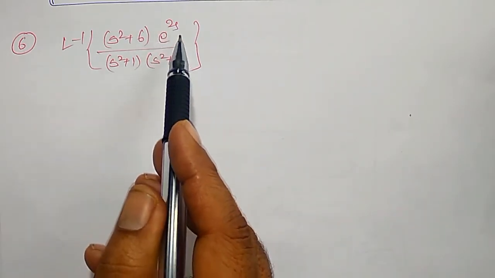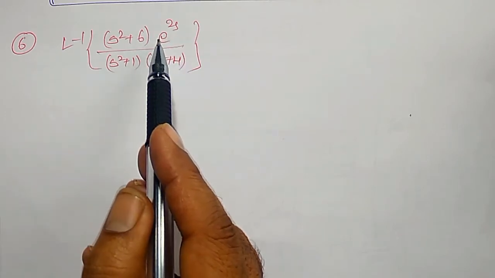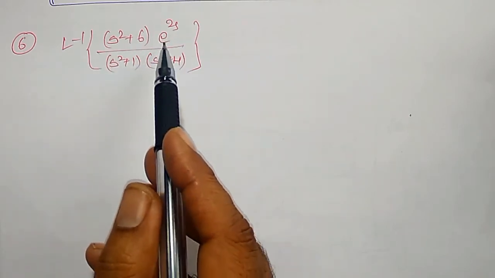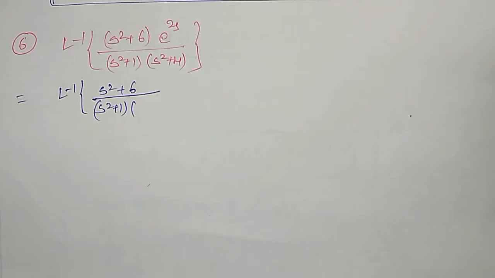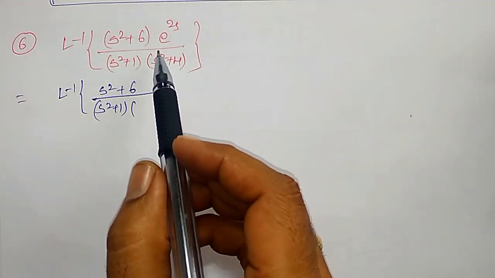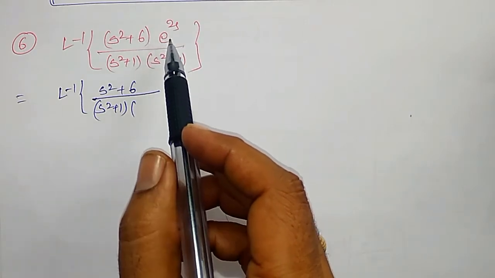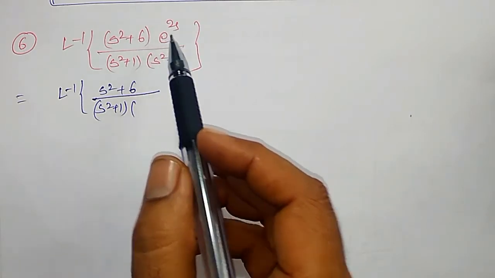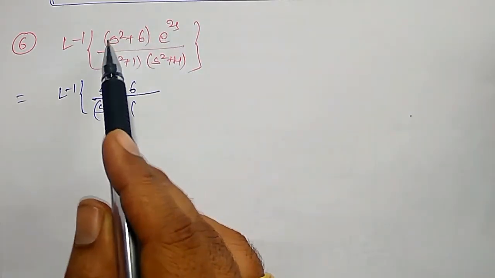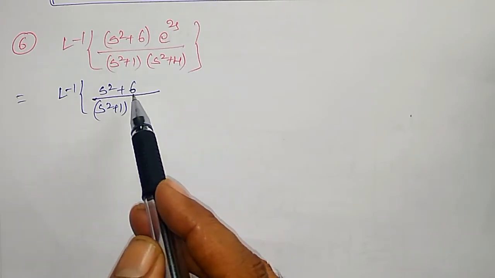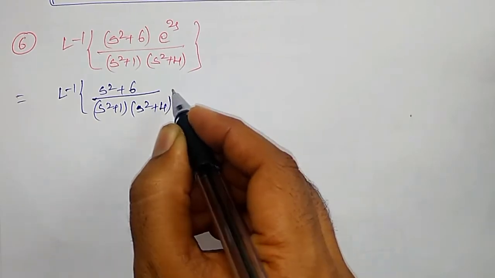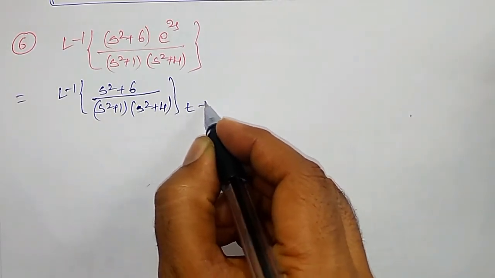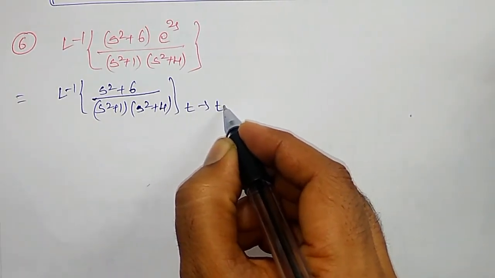First of all, e to the power 2s is multiplied. That's why I will use that property and I try to eliminate this one. In this problem, I will try to eliminate e to the power 2s. Then this will become my f of s. Therefore, (s square plus 6) divided by (s square plus 1) into (s square plus 4). And here t is replaced by t plus 2.